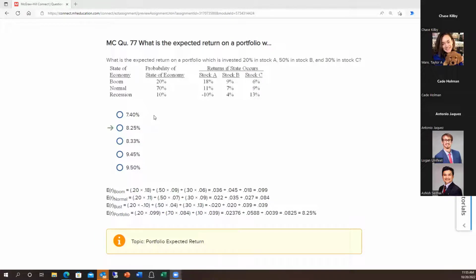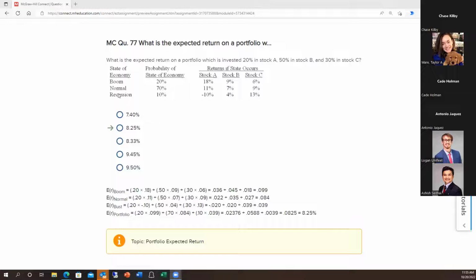We will get the same number if we would do, instead of the expected return of each state of the economy, the expected return on each stock, correct? Yeah, and so in fact, what you could have done is found the expected return on each stock. So let's talk about stock A. It would have been 0.2 times 0.18 plus 0.7 times 0.11 plus 0.1 times minus 0.1. And we would add all that together. That would be the expected return on stock A. And we do the same thing for stock B and stock C.